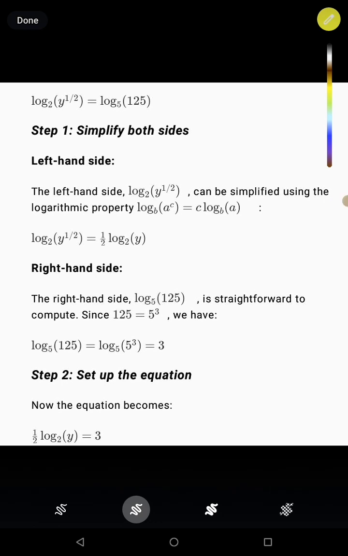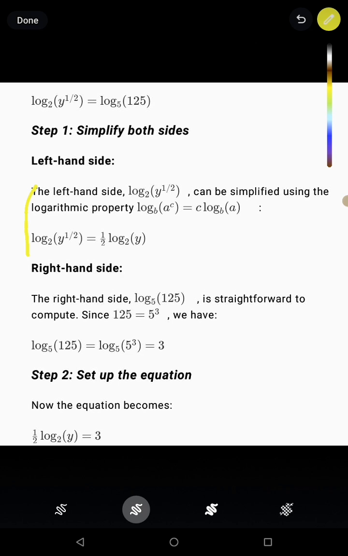Now on to question number 3. They said if log y raised to power half base 2 equals log 125 base 5, then we need to get the value of y. What do we need to do? The left hand side is where we have the busy looking guy. And don't forget, for us to simplify the left hand side, that was what we wrote here.